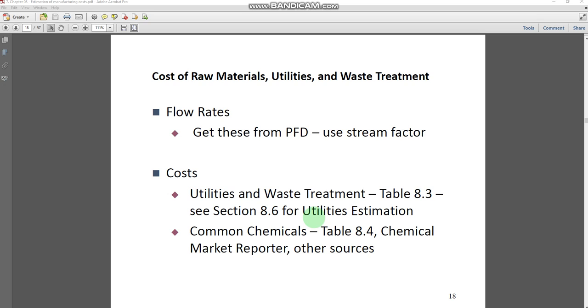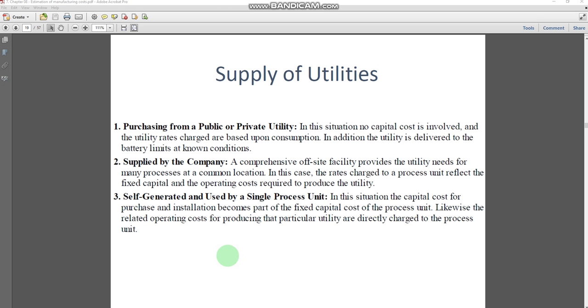Okay, some common chemicals, you would go to the table 8.4, where you can see the cost of different chemicals in terms of their cost per unit energy, and also in terms of cost per unit quantity. Okay, so let's see some of the tables also.